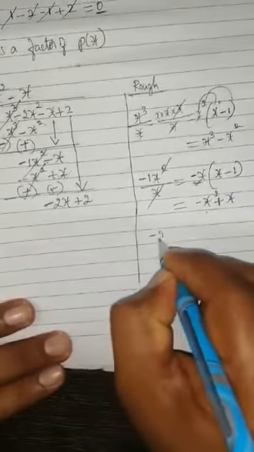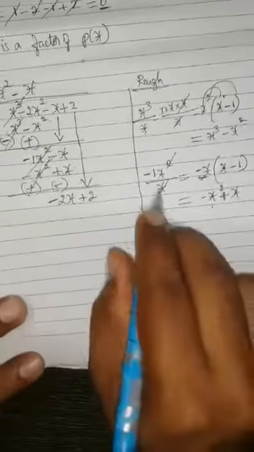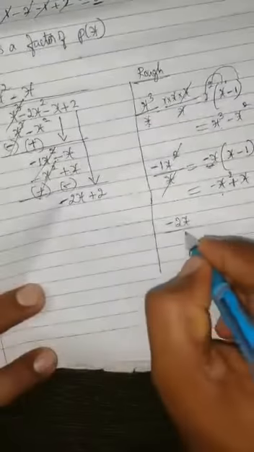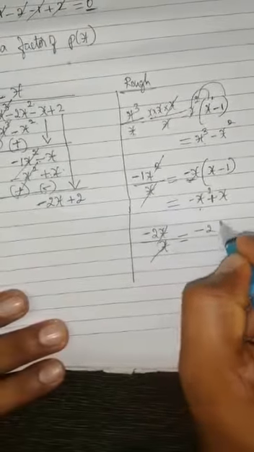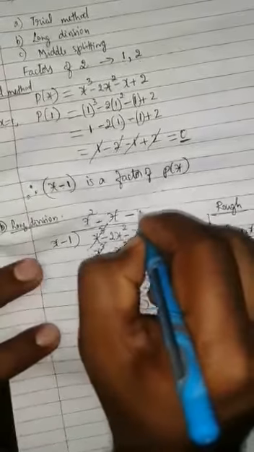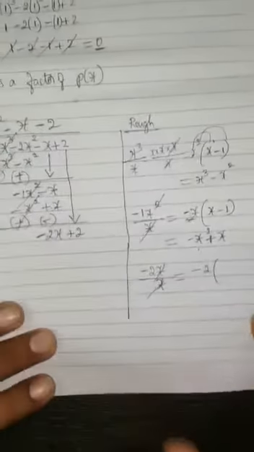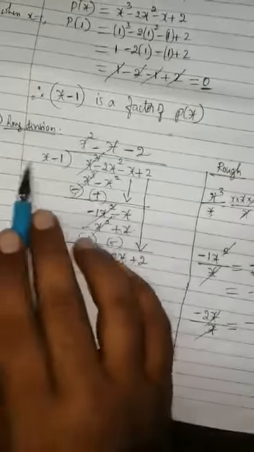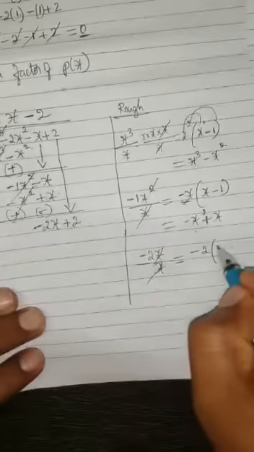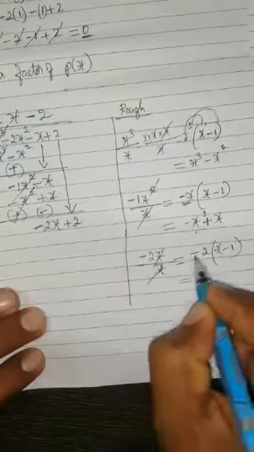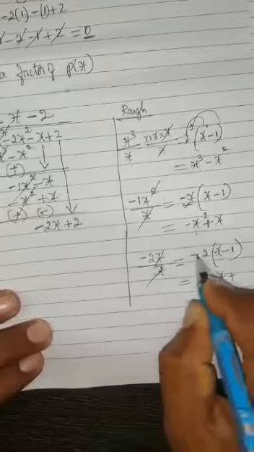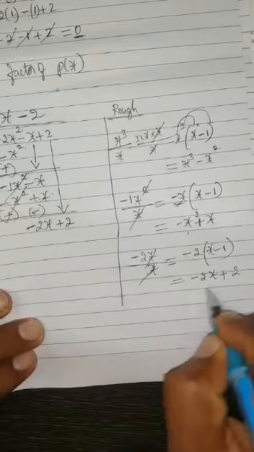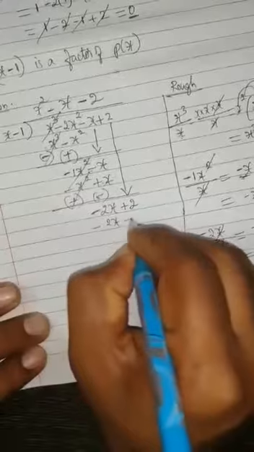What is the first number? This is the rough part we are working out: minus 2x, the whole divided by x. X and x get cancelled, the minus 2 remains. The minus 2 I must write here. Now the minus 2 must be multiplied with x minus 1. Minus 2 into x is minus 2x. Minus into minus is plus, 2 ones are 2. Minus 2x plus 2.